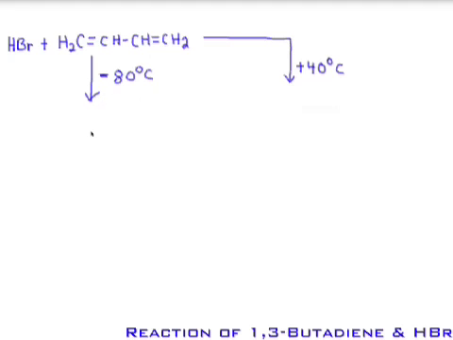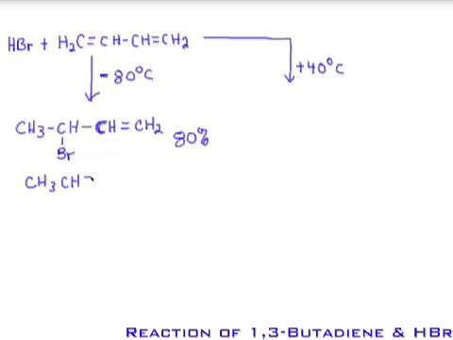So if we make the 1,2 addition product, that is, I put the H here, I put the Br right beside it. This is 1,2 addition. It is the least stable alkene because it is the less substituted double bond. This is the most stable product under these conditions. In fact, it's present in 80% yield at low temperatures. This is an example of kinetic control. The reaction is kinetically controlled.